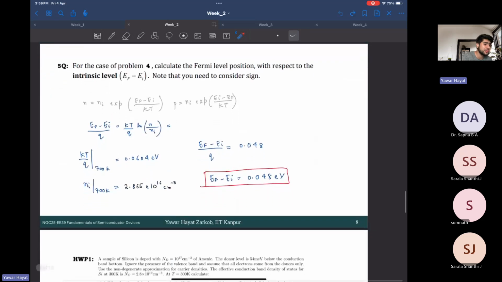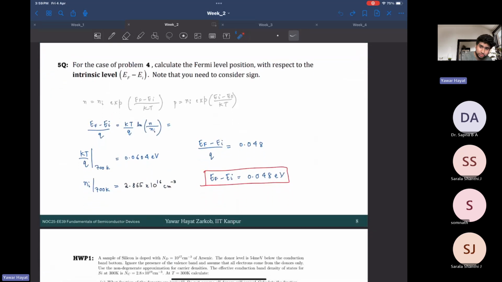One more thing, you need to remember the Boltzmann constant as well. Do remember the value of the Boltzmann constant, memorize that as well. Boltzmann constant is a fundamental constant, at least in this course, so you are supposed to know that.